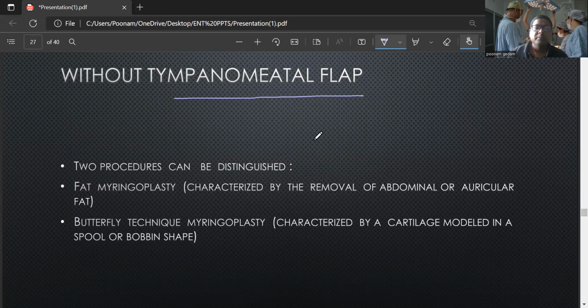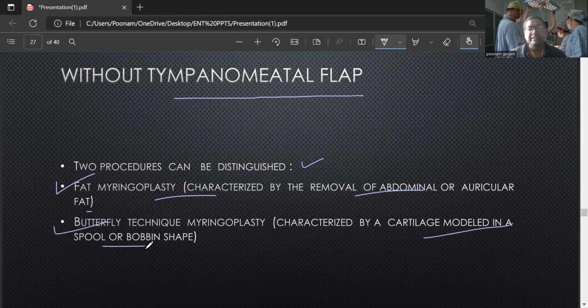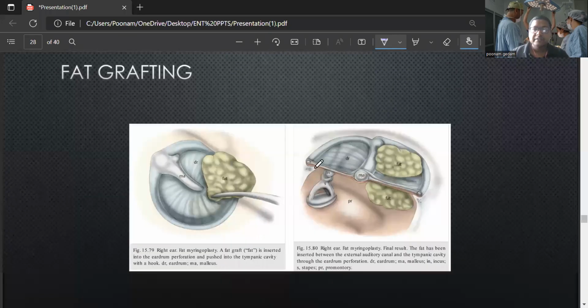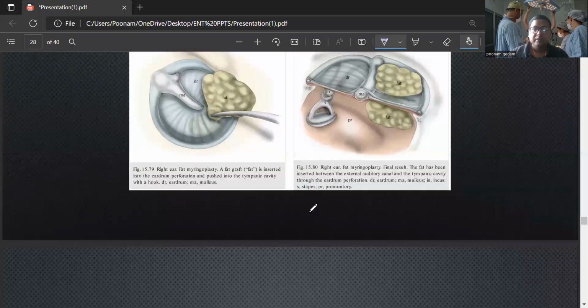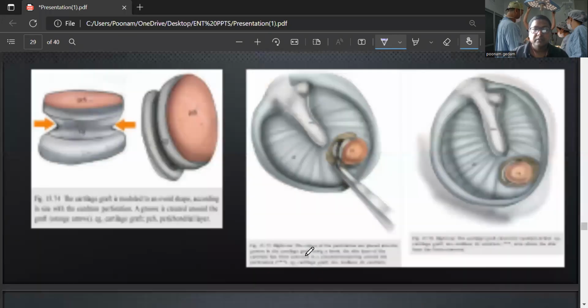Without tympanomeatal flap, two procedures can be distinguished: fat meringoplasty, characterized by the removal of abdominal or auricular fat, or butterfly technique meringoplasty, characterized by a cartilage model in a spoon or bobbin shape. Fat grafting. This is fat. This is butterfly shape.